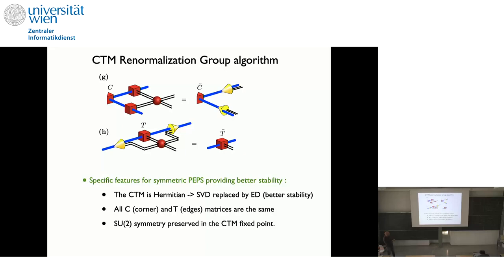The only modification is the fact that the corner is Hermitian, so we use hexagonalization to truncate the corner. And we have good stability, so that's a difference with the usual approach.